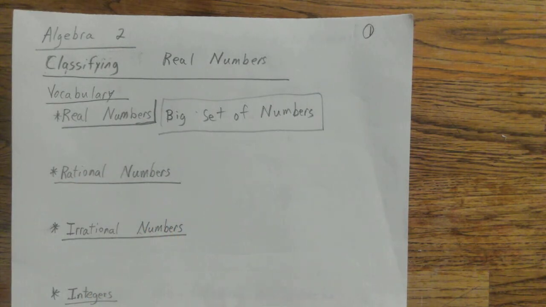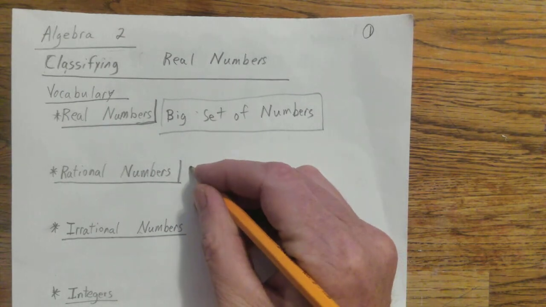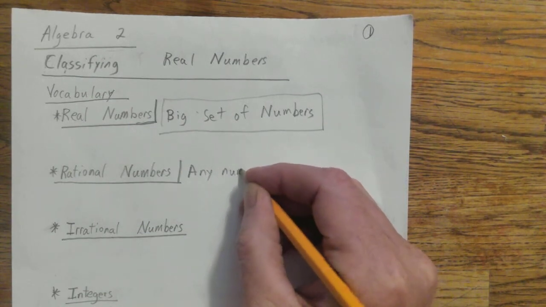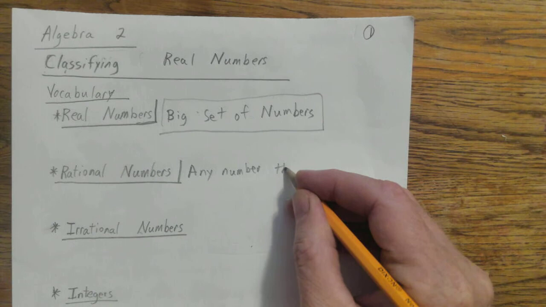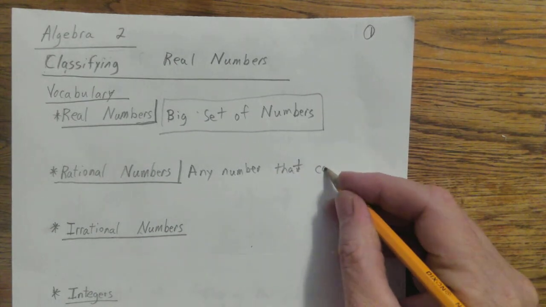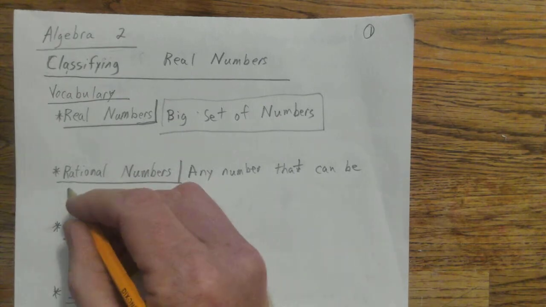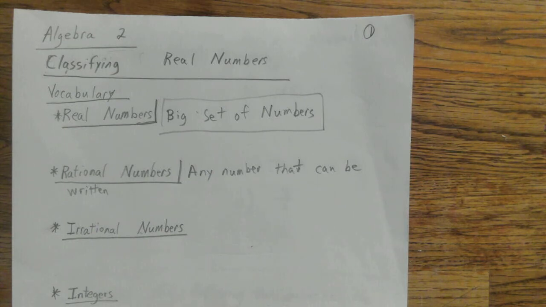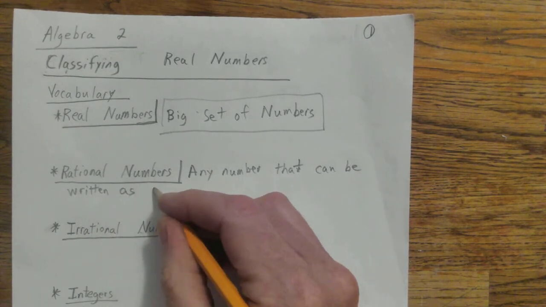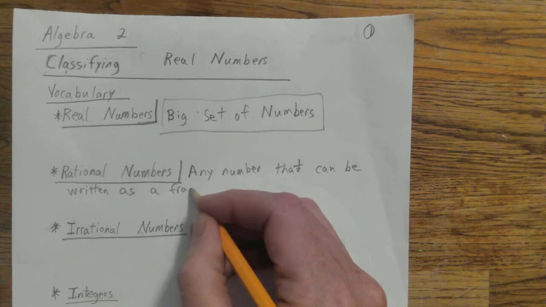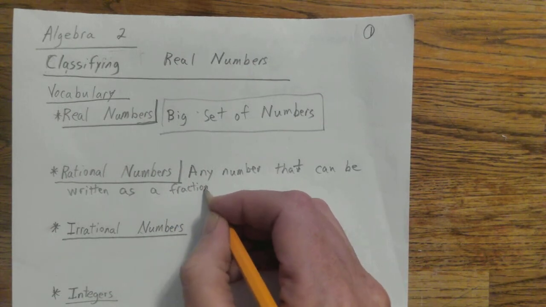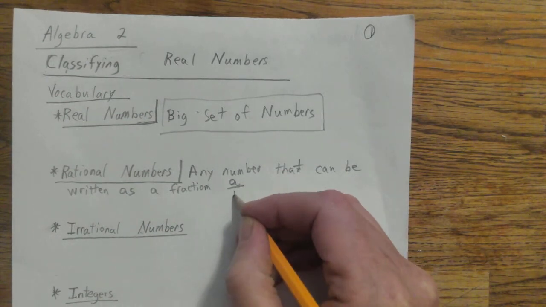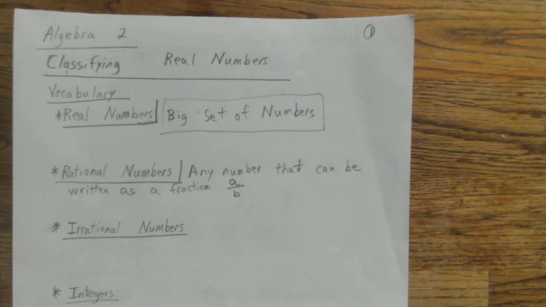Now, a rational number is any number that can be written, and this is a lot of numbers you've heard of, as a fraction. It can be an improper fraction, top heavy, whatever you want to call it, but it's like A over B. A and B are integers, which we're going to talk about later.